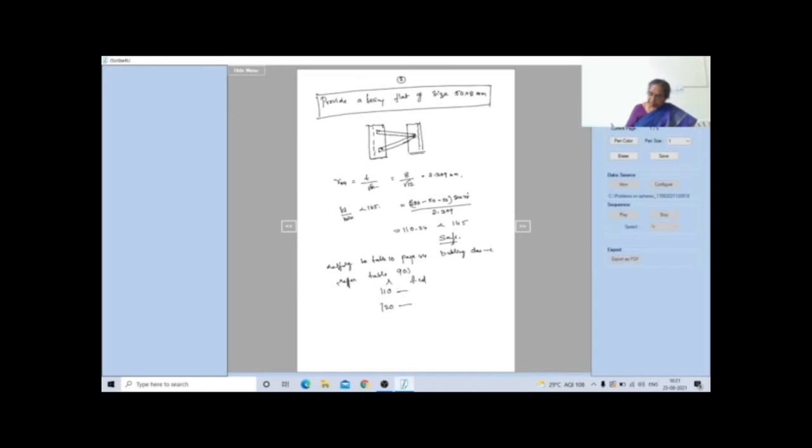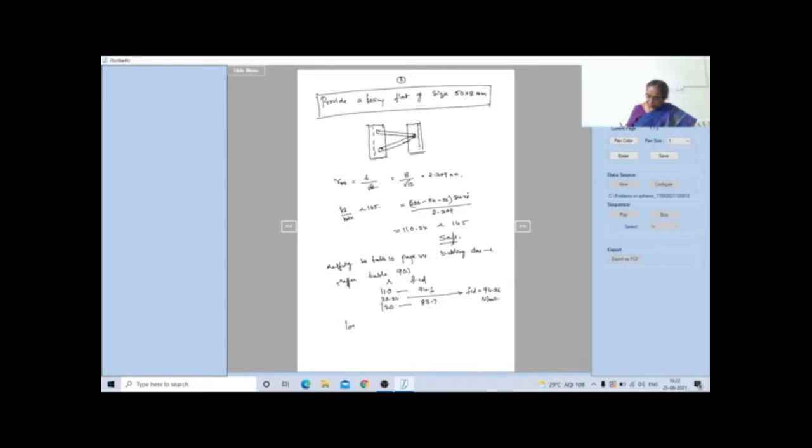We have to take 110, the slenderness ratio, what is FCD, and 120, what is the value of FCD. For 110, it is 94.6. For 120, it is 83.7. I require for 110.24 the FCD value equal to 94.36 newton per mm square.